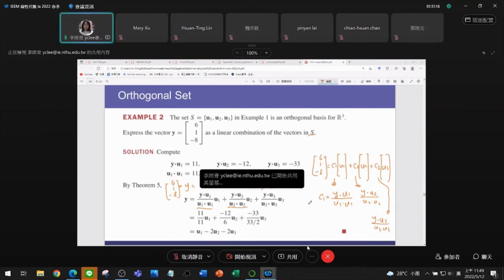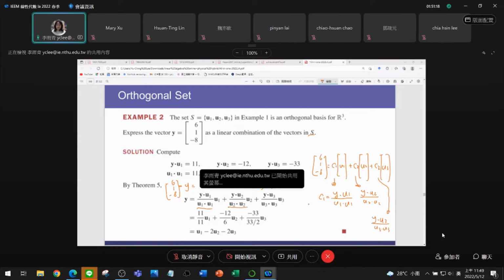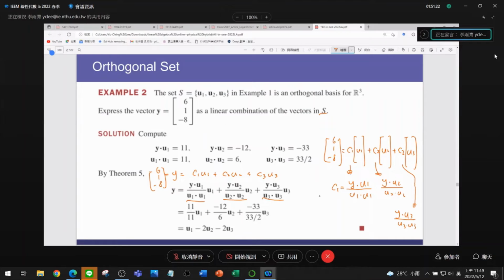y dot u2 divided by u2 dot u2 and y dot u3 divided by u3 dot u3. So basically just the calculation with the formula 1, 2, 3 formula, and then we will get the expression as the linear combination of the orthogonal bases.